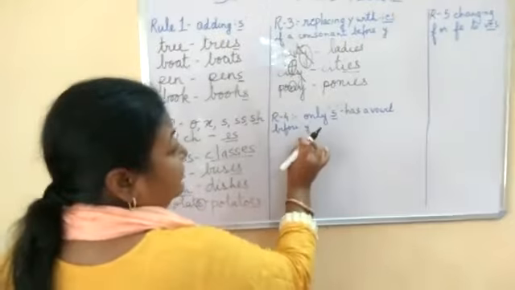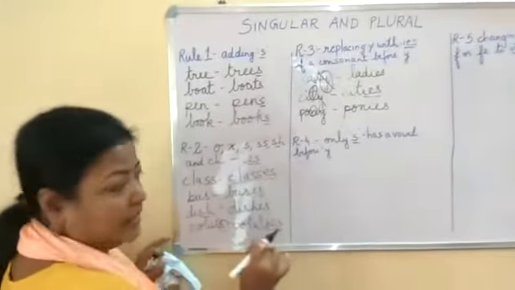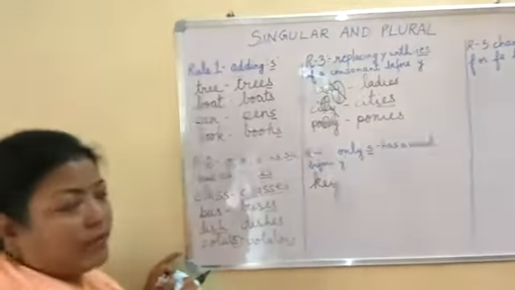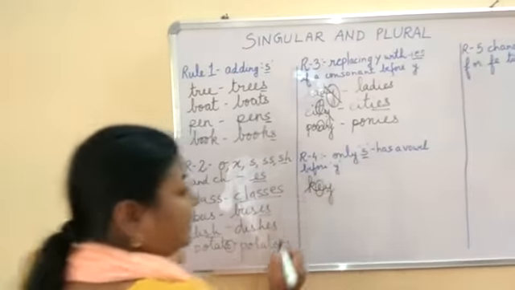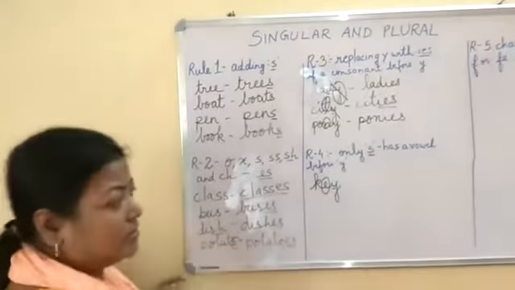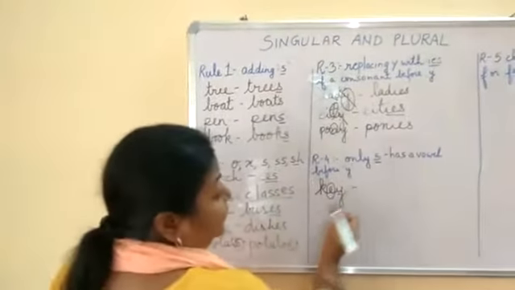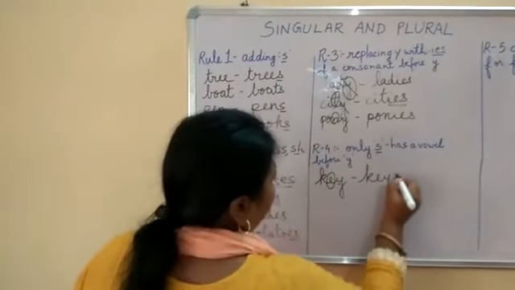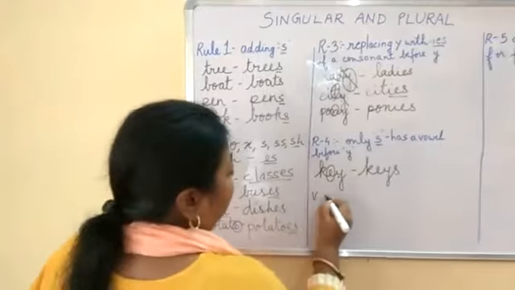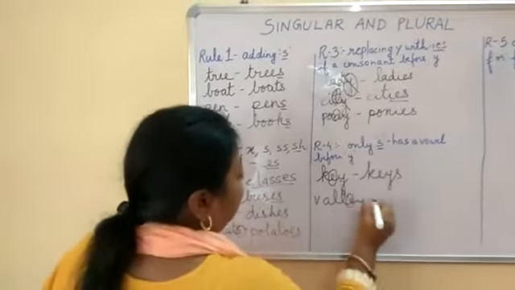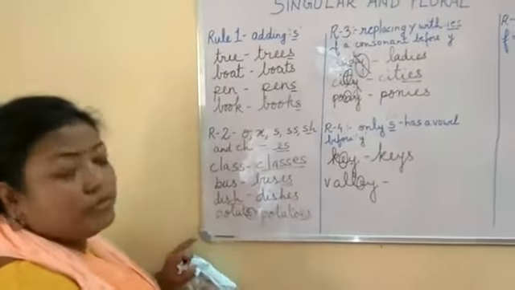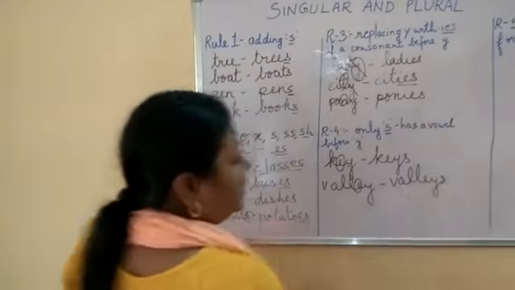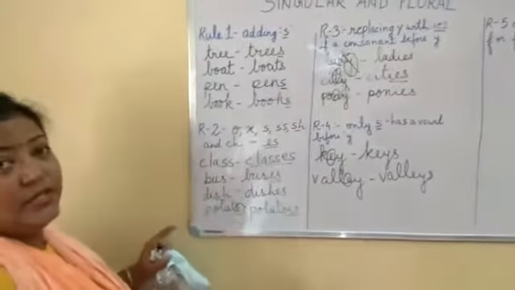Now, if there is a vowel in front of Y in the word, like key, you can see the word is ending with Y, but the letter in front of Y is not a consonant but a vowel. Now what will I do? Will I replace Y and write IES? No, I will simply write S to make the word plural. Same way, valley. You can see there is a vowel in front of Y. Now I am not going to change Y into IES, but I will only simply add S to make the word plural. I hope you are understanding, children.